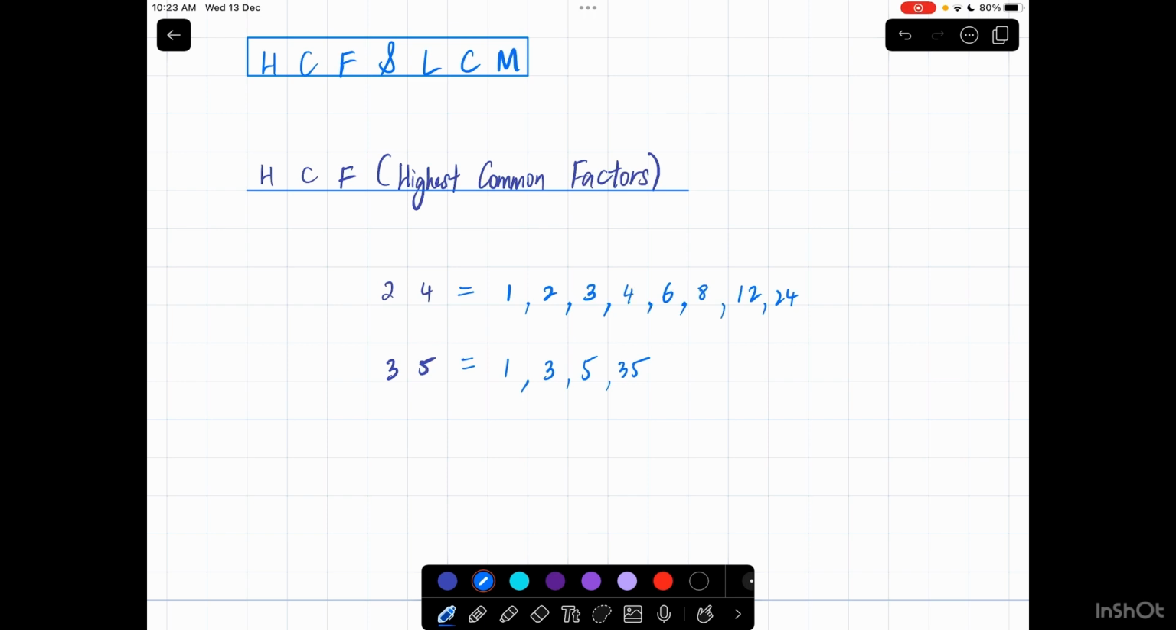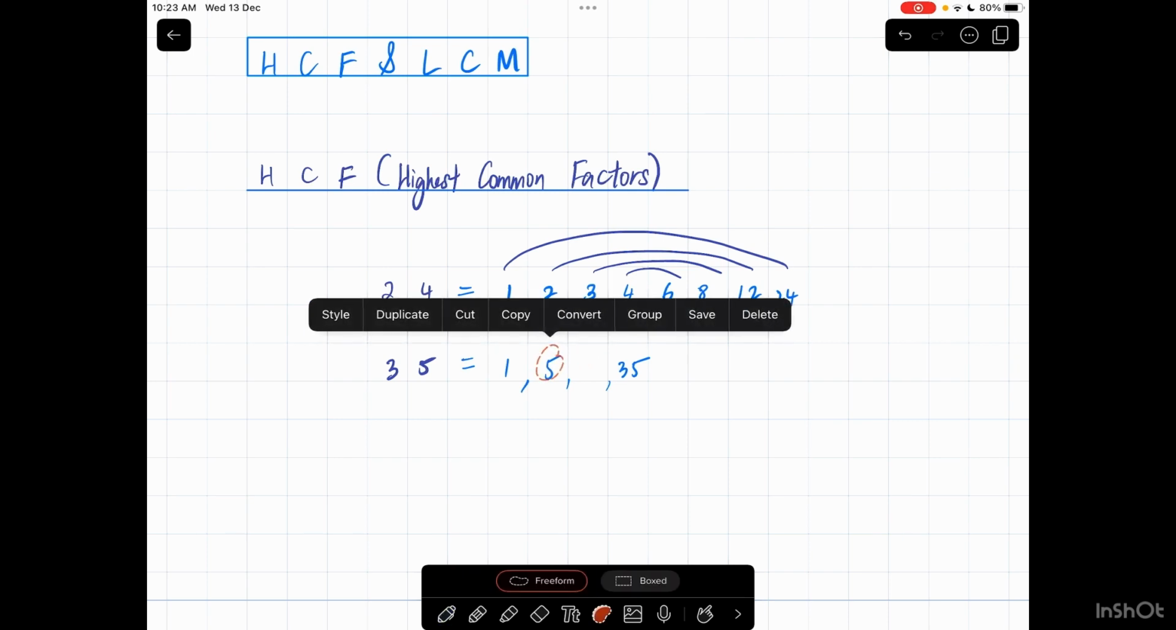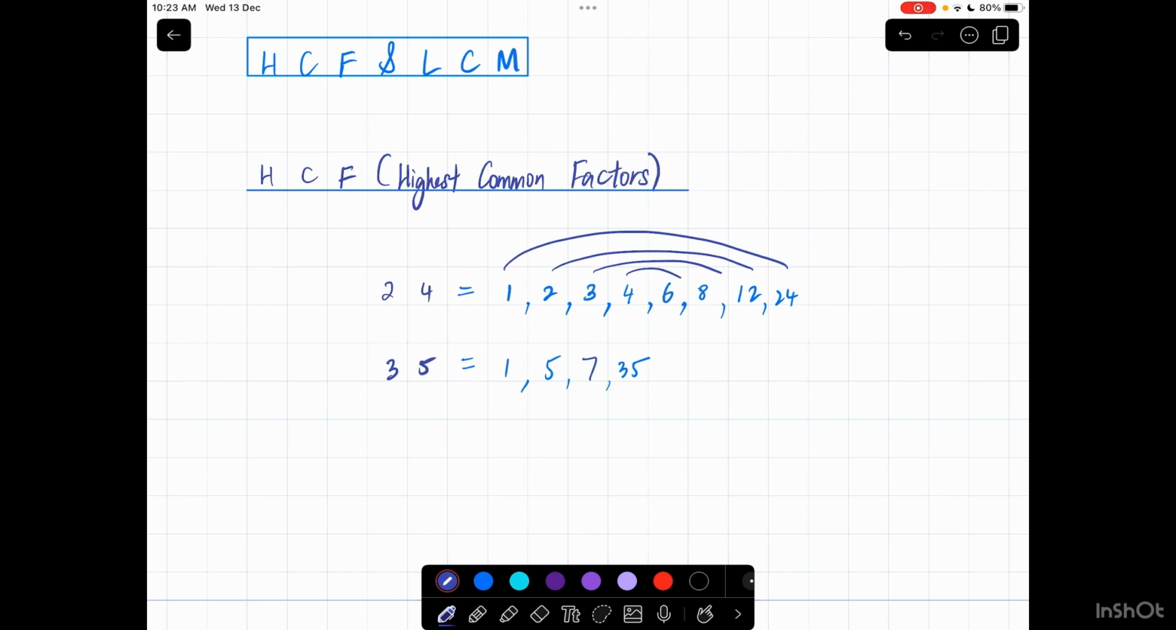If you were ever confused whether you are completely correct, you can always use the rainbow method. 1 and 24, 2 and 12, 3 and 8, 4 and 6. Then for 35, the other mistake is that it's not 3, it is 7. So 5 will go right here, and then 7 will go right here.